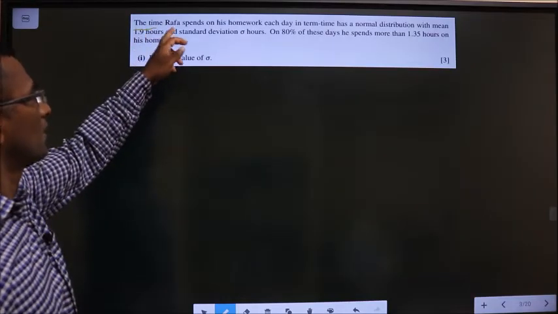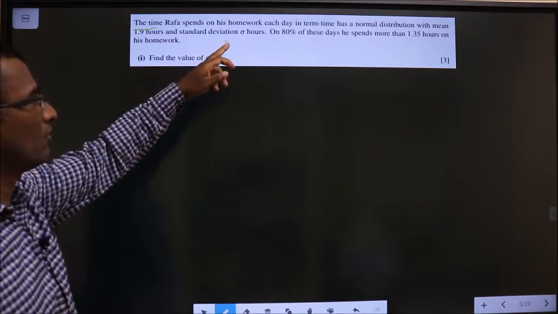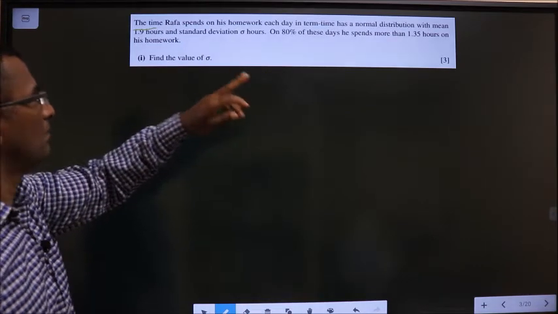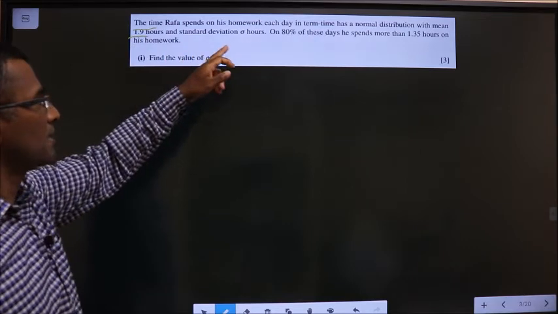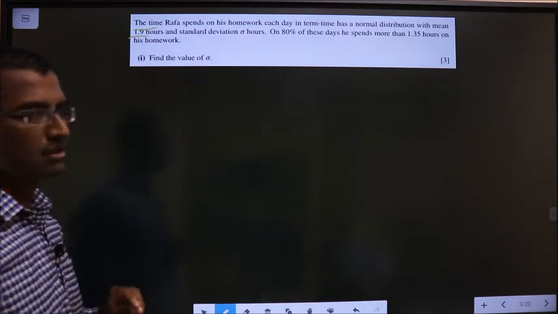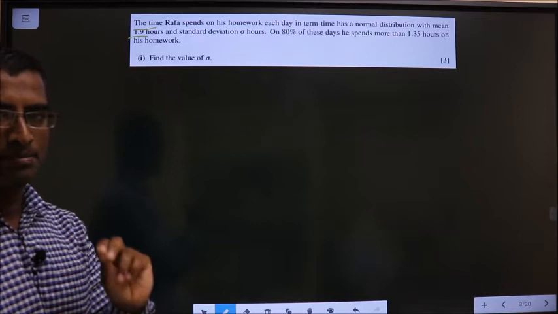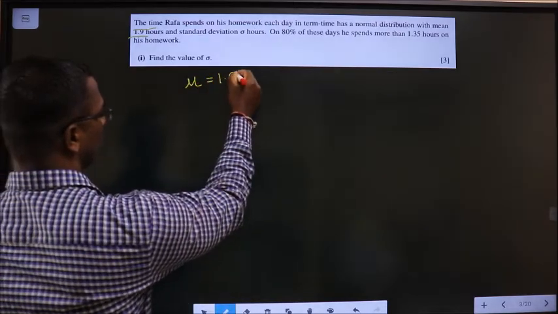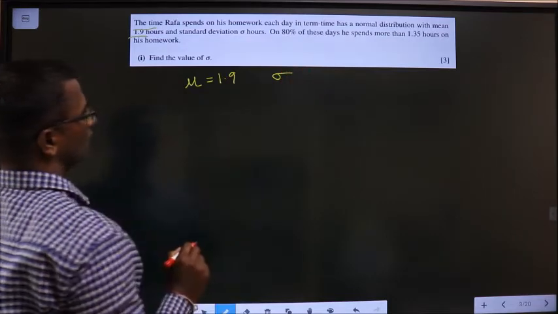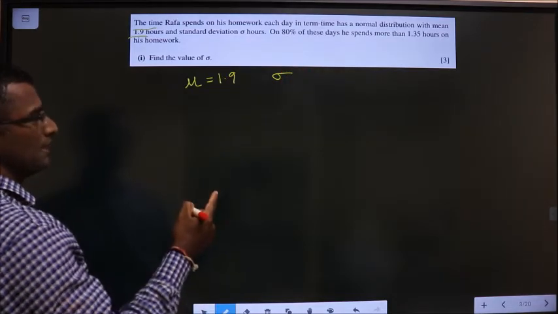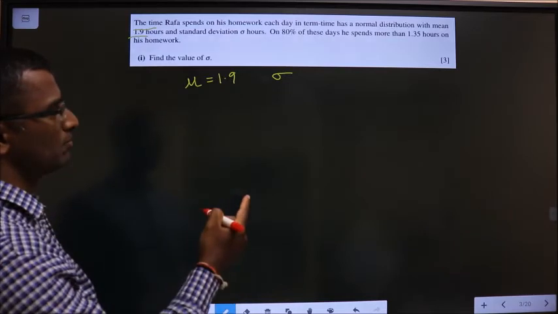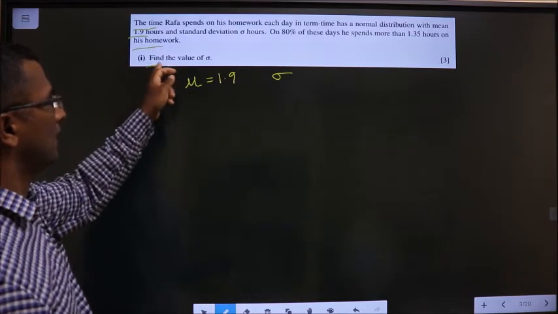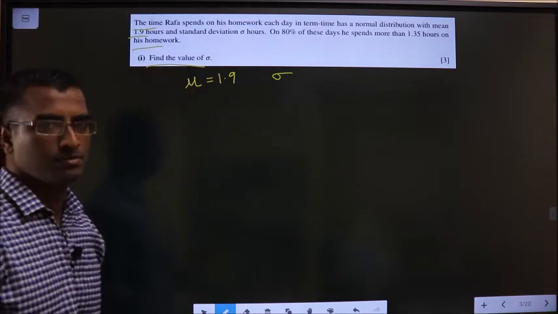The time Rafa spends on his homework each day in term time has a normal distribution with mean 1.9 and standard deviation rho hours. You came across information, make a note. Mean is nothing but 1.9, standard deviation is rho. On 80% of these days, he spends more than 1.35 hours on his homework. Find the value of standard deviation.